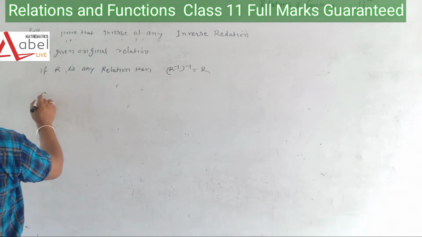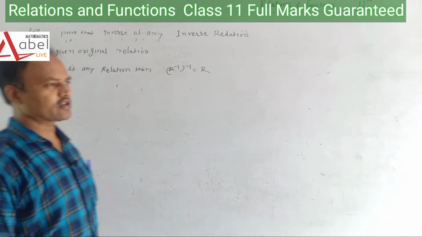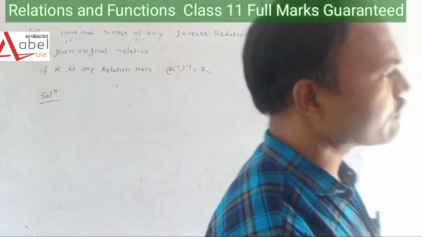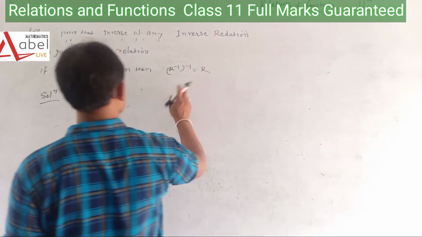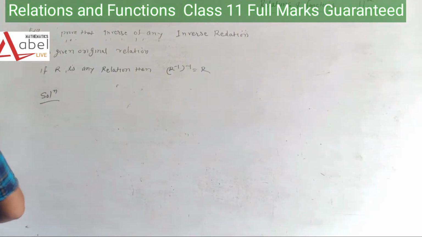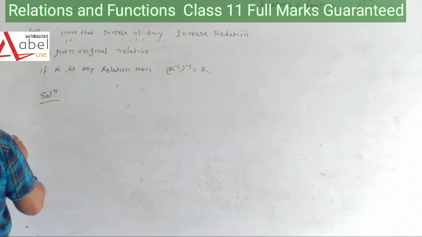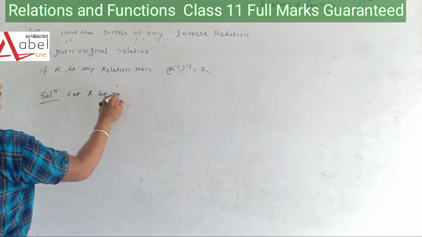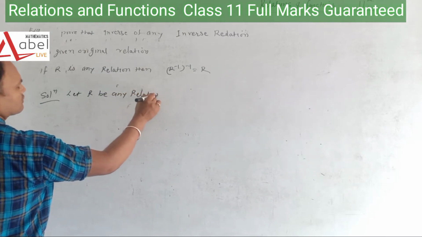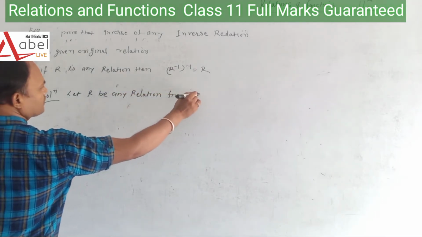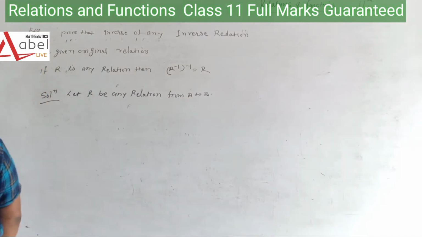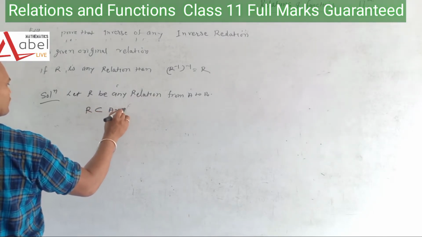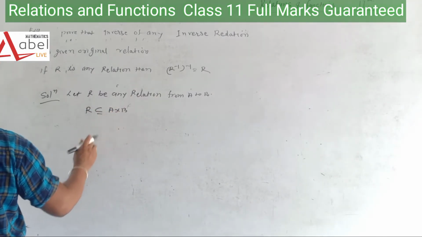Let's see, we are going to solve. This is a very important and very conceptual question, students. We know that the inverse of an inverse is always the original. So we can say that if there is R, then R inverse inverse equals R. It is a very simple thing, but we are going to prove it. Let R be any relation from A to B, then R is a subset of A cross B.